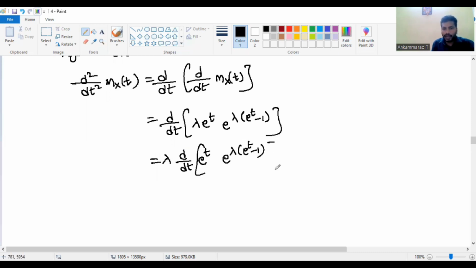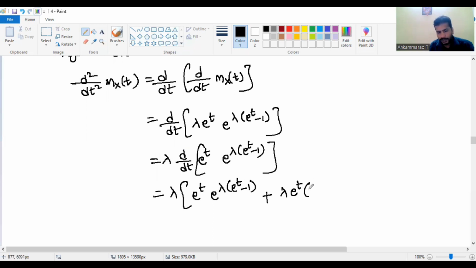It is in uv form. It is a u, it is a v: u v dash plus v u dash. So lambda into e power t, differentiation of e power t, we write this term as it is. Plus now e power lambda into e power t, differentiating gives lambda into e power t into e power lambda into e power t minus 1, and e power t is written as it is. It is u dash v plus v dash u. So then we are getting the term. Here it is mx double dash because of double differentiation, that means mx double dash of t.